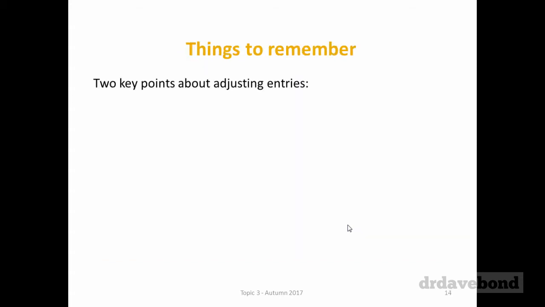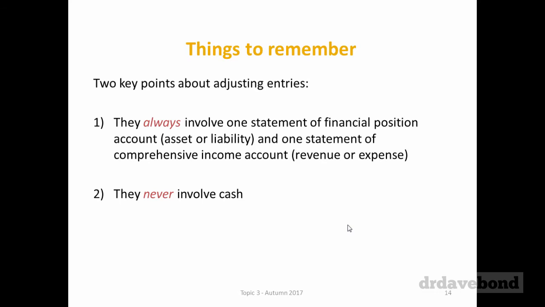Now, 2 big things to remember. The first, and we'll look back at the examples we've just done, is that you'll always have an asset or liability affected and a revenue or expense affected. Always. And secondly, and really importantly, and the thing which semester after semester always kind of bugs me, is an adjusting entry never, ever has cash in it.